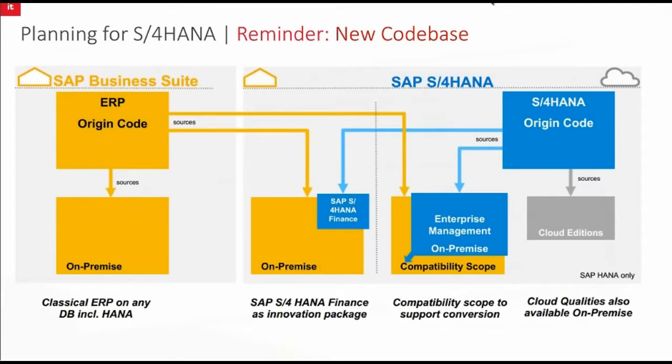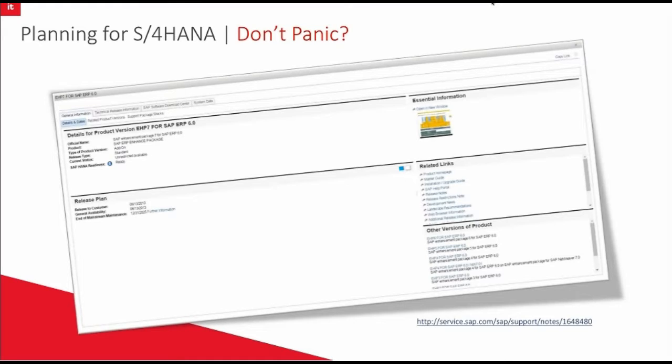So, what does that mean for traditional ERP? Well, traditional ERP goes out of life, currently scheduled 31st of December 2025. So you need to start planning now. Before you know it, the mainstream product that you've been using, ECC, will go out of mainstream support.